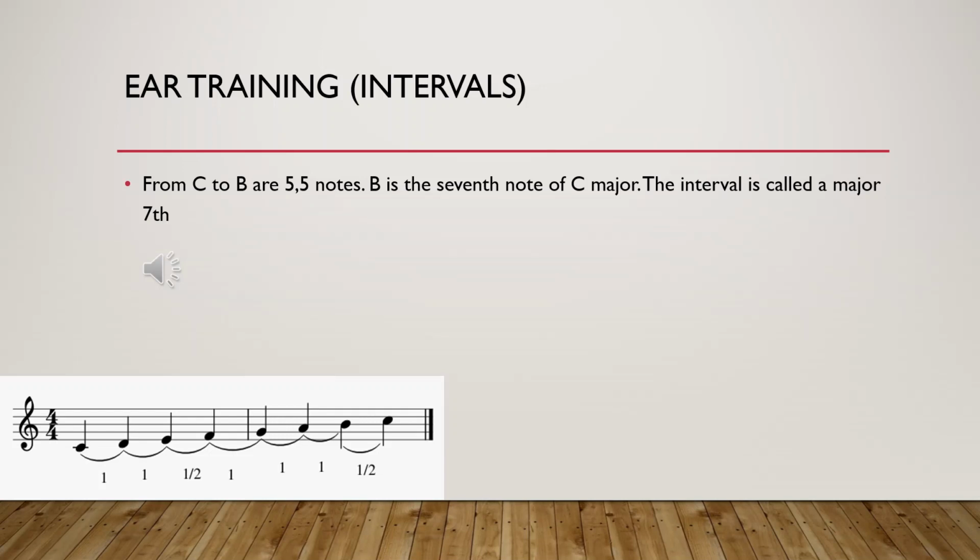Now the 2 last intervals we do not know yet. From C to B, 5½ notes. B is the 7th note of the C major scale, which is why we call it the major 7th. And it sounds like this. It sounds really unstable because it really wants to resolve from C to another C.